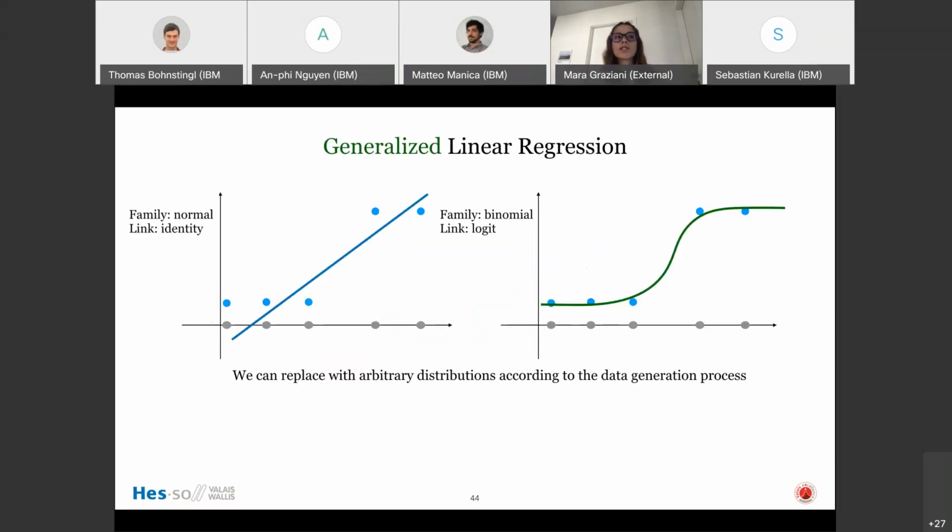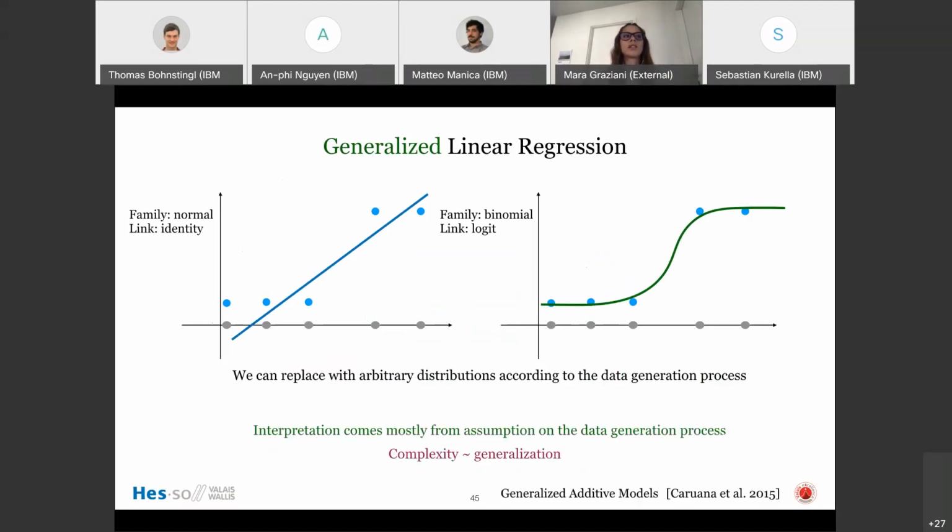In other cases, we can generalize this linear regression model by introducing our prior assumptions on the data generation process. Say, for example, that we know that the data generation process follows a binomial distribution. So we can change from this linear regression to aggregation of models of individual features. And in this case, the interpretation comes directly from our assumptions. And if you wanted, you could go even farther with generalized additive models explained by Caruana et al.